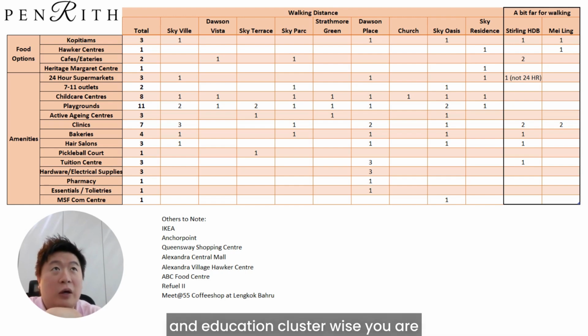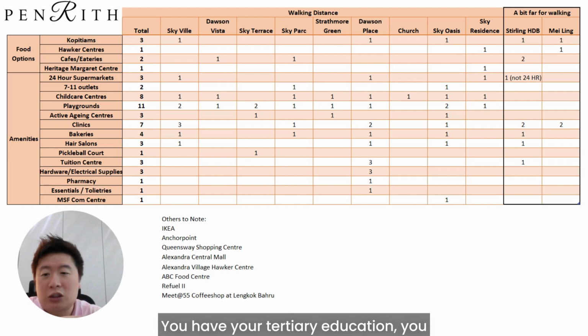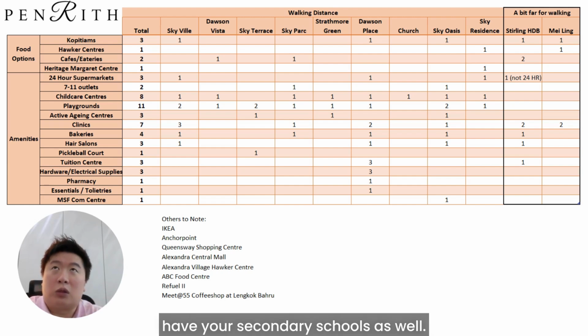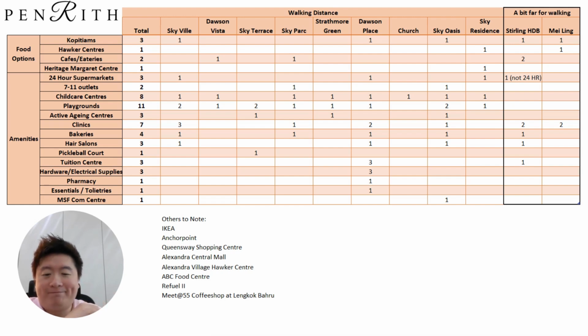And education cluster wise, you are near enough to Clementi, with all the different education there. You have your tertiary education, you have your secondary schools as well. Yeah. All right. Let's move on to the third part of the framework, which is the E, the exit strategy.